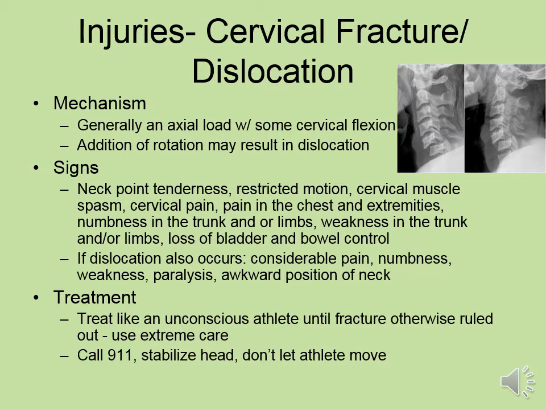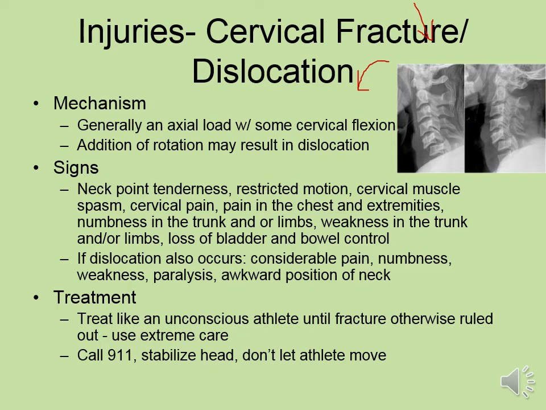The first injury we're going to discuss is cervical fracture and dislocation. It can be somewhat difficult to tell these apart. The main thing to know is that there's a bad injury with the cervical spine and we don't want to move them. Usually this type of injury occurs with an axial load with some cervical flexion. So basically the individual is looking down a little bit and they get hit directly on the top of their head.